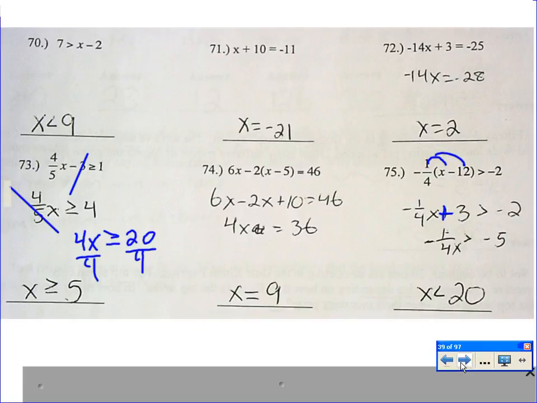Okay. Last page that you had to do for last night, 70, x is less than 9. 71, x equals negative 21. 72, x equals 2. 73, x is greater than or equal to 5. 74, x equals 9. 75, x is less than 20. Questions on those 6? Again, make sure you're checking. Travis, you're checking yours too, right? Okay.